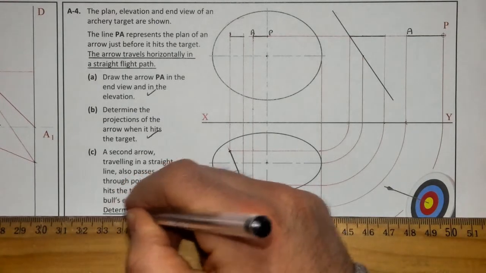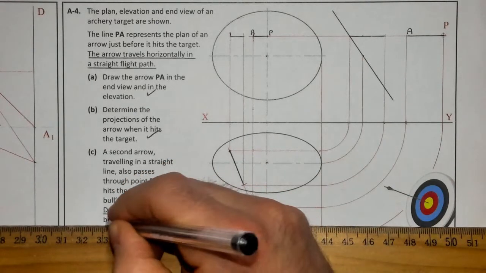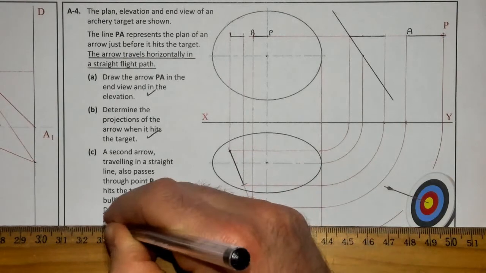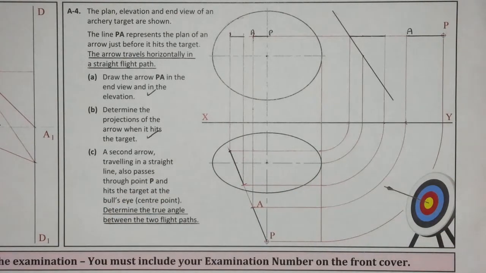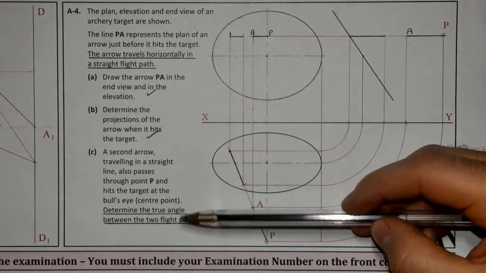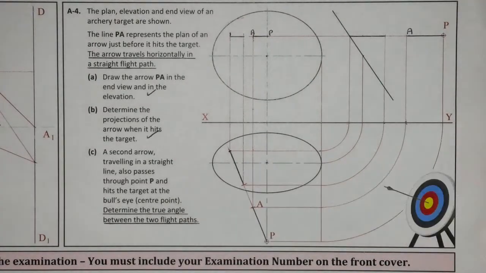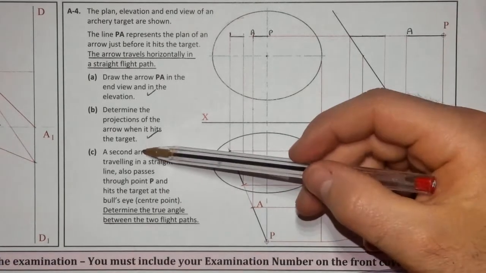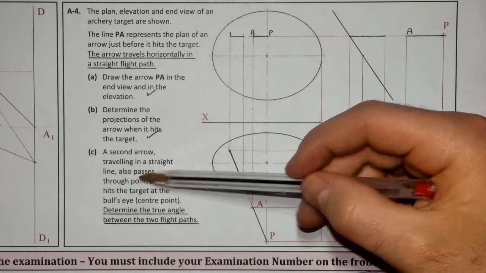I just want to highlight that bit for myself. I find sometimes if I just highlight that rather than going back having to search for it, it's helpful. So I want to determine the true angle between the two flight paths. Essentially I need to see the angle between them straight on. So I might have to take an auxiliary or a rebatment.